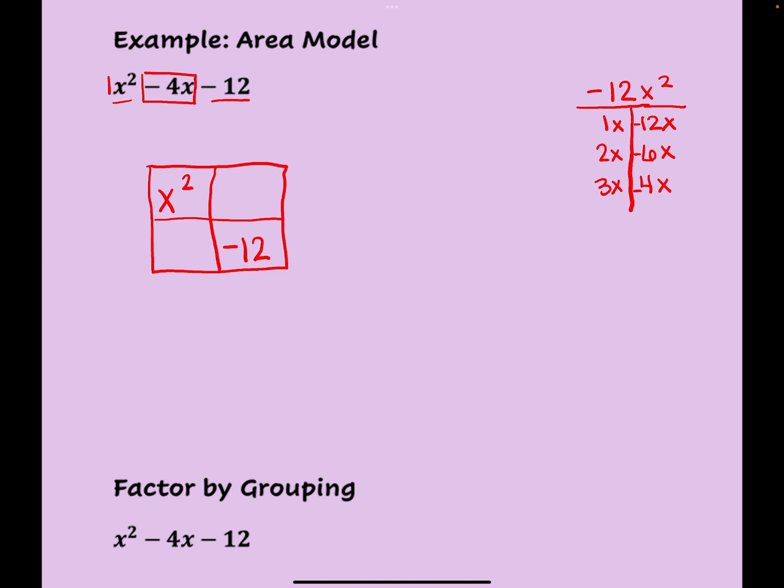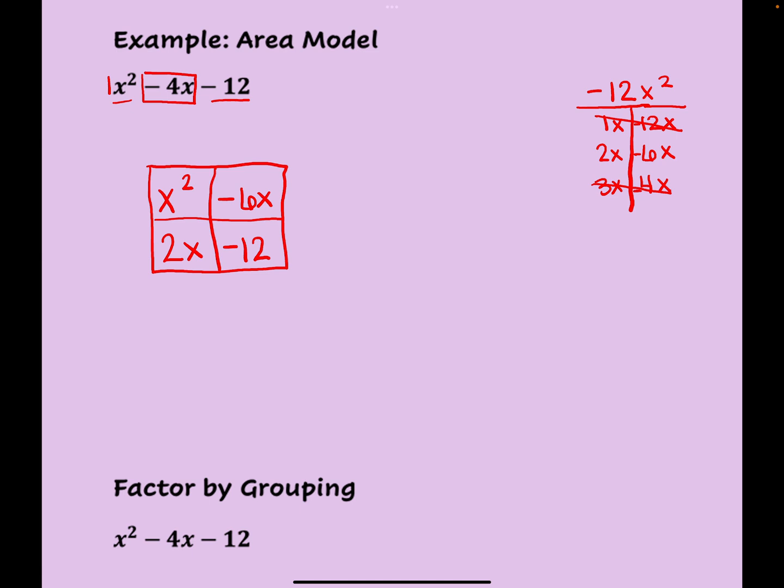So I'm looking at those 3 options here. 1 minus 12 will never give me negative 4, so I don't care about that one. 2 minus 6 gives me negative 4. 3 minus 4 would give me negative 1, so that's not going to work for me. So the 2 values that I need for these 2 empty boxes are positive 2x and negative 6x. Okay, this is going to help us with that factoring that we need to do here.